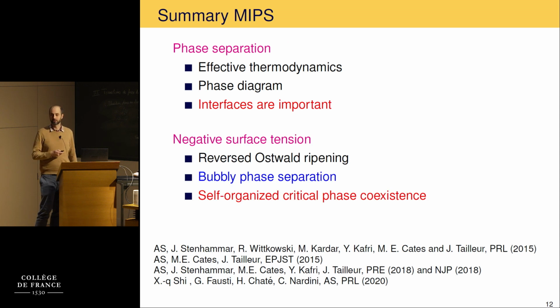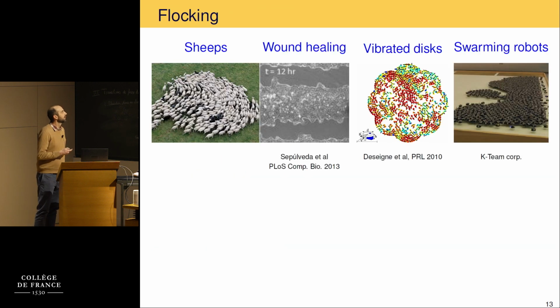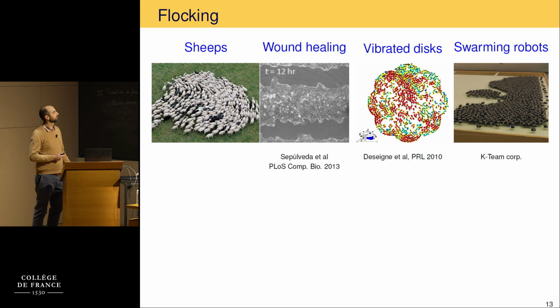Okay, if there are no more questions, I will switch to the second topic, which is about flocking. And by flocking, I mean many individuals moving together, doing collective motion. So, for example, sheep, to change from the birds. Here you have cells moving together to fill the gaps in wound healing.